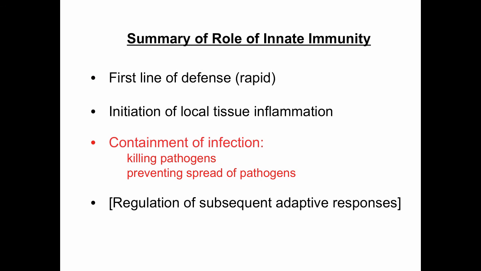And so just to summarize the role of the innate immune response in the overall immune response is that you can think of the innate immune response as really the first line of defense. It's relatively rapid. It initiates local tissue inflammation, and critically, its main goal is to contain the infection, to kill the pathogens that are localized, and to prevent spread of those pathogens. And then the secondary goal of that innate immune response is to regulate subsequent adaptive immune responses.